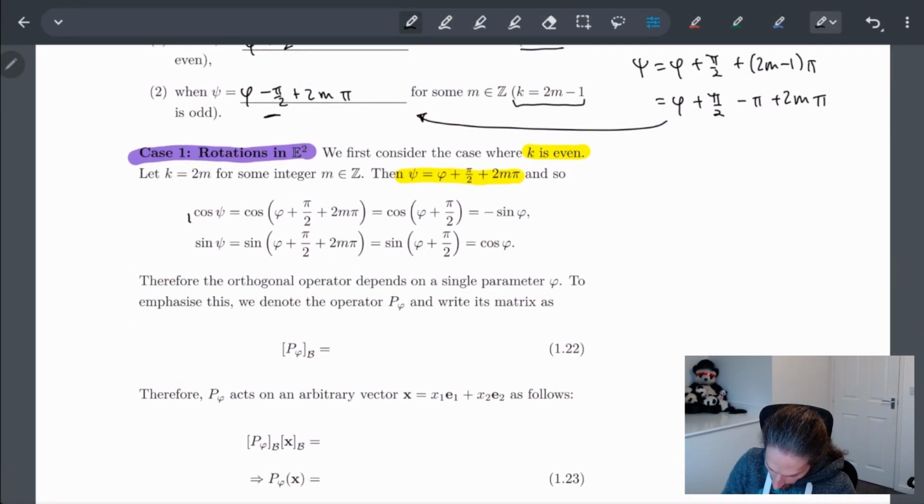So cosine of psi, we know what this value is equal to. This is cosine of phi plus pi over 2 plus 2m pi. Now the 2m pi is not really changing the cosine, so we can get rid of it. So you have cosine of phi plus pi over 2. Well, what is this? This is just minus sine of phi. Similarly, for sine of psi, doing the same thing, this is equal to cosine of phi. This is just messing with sines and cosines. These should be equalities that most of us are used to, or we can easily look up.